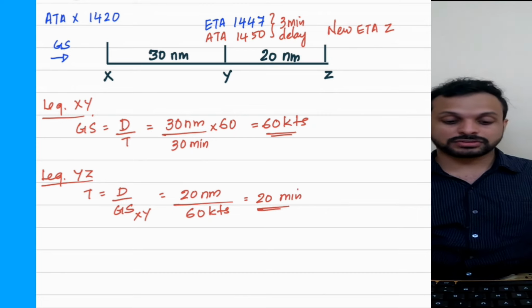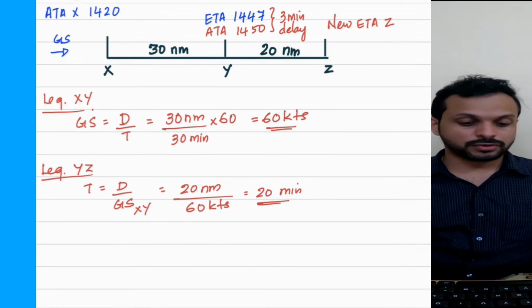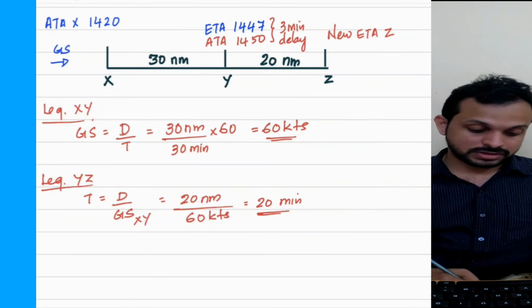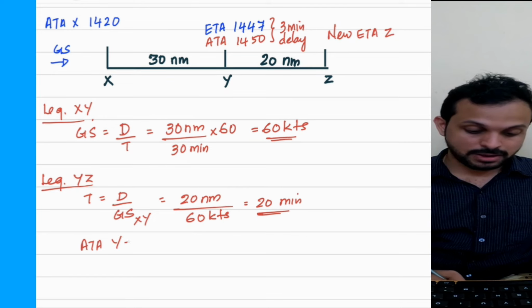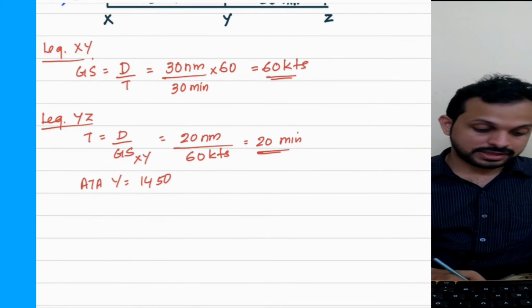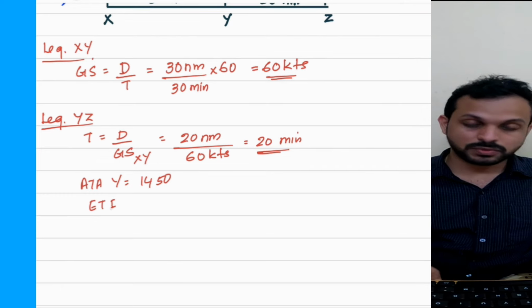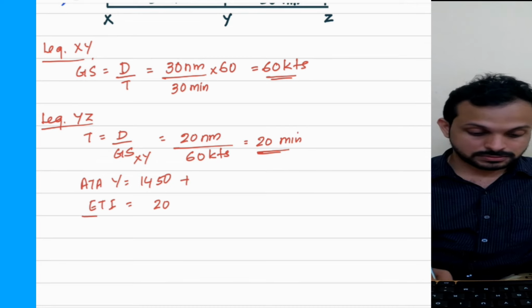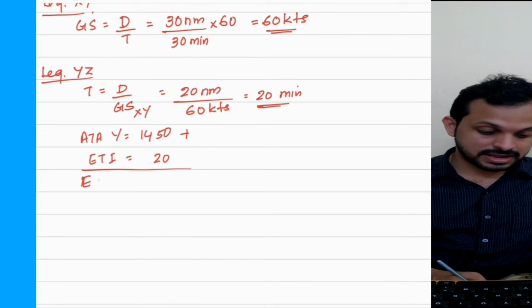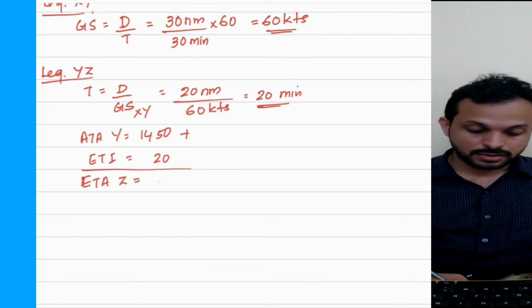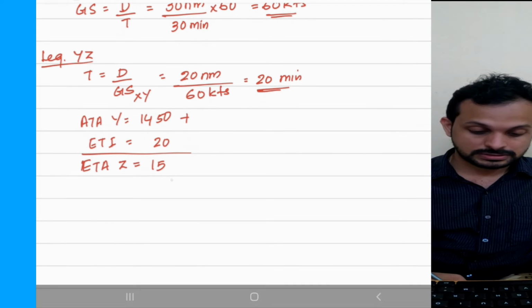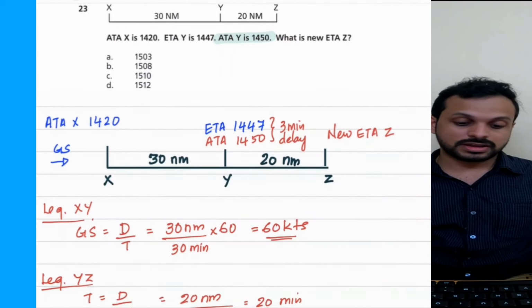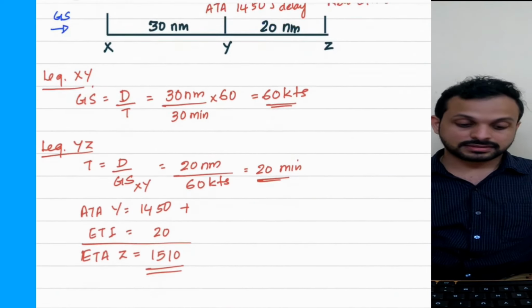Right, so the actual time of arrival at Y is 1450. We don't have any halt or any kind of holding over there. We keep traveling. Therefore, with the actual time of arrival at Y being 1450, and the estimated time interval being 20 minutes, the estimated time of arrival at the next destination Z will be 15:10. So you're asked to find the new ETA at Z, and that is 15:10.